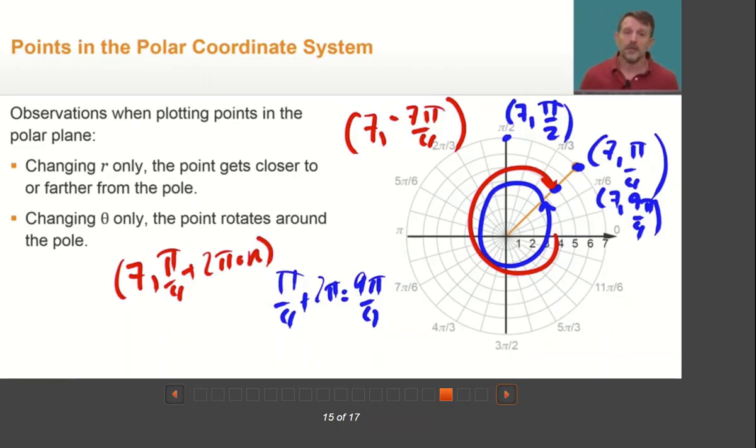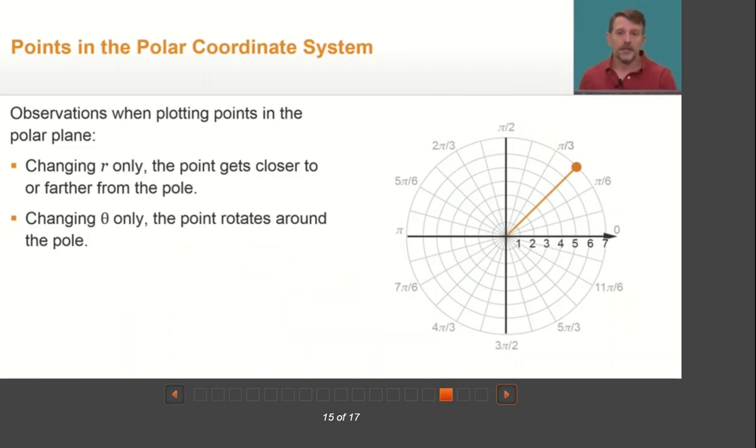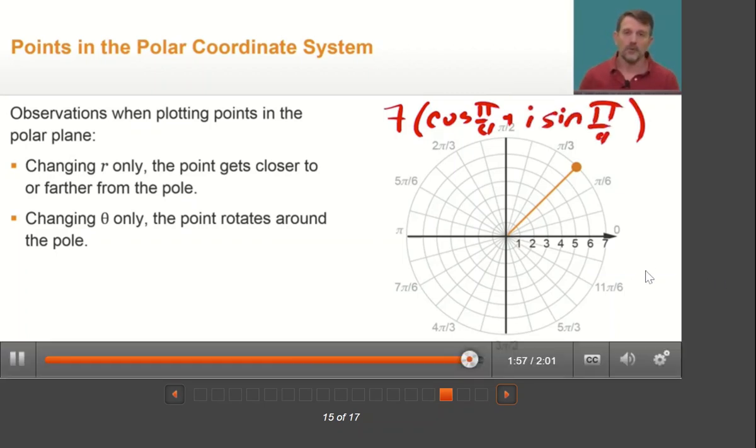an integer. This point (7, pi over 4) represents the complex number 7 cosine pi over 4 plus i sine pi over 4.